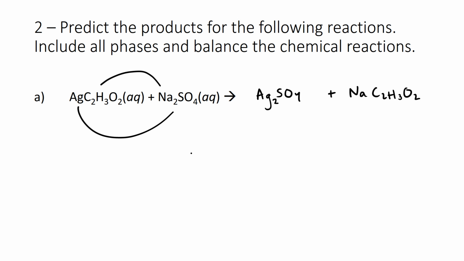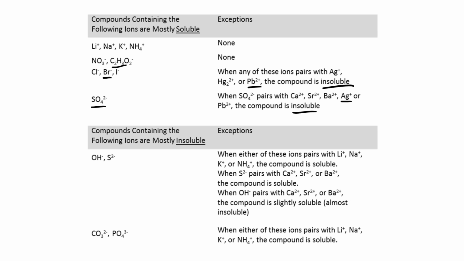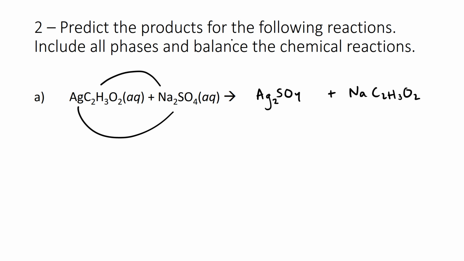Next, we just have to determine the phase of the products. So we'll go back to the solubility chart. Sulfate is bonded to silver, so once again that compound is going to be insoluble. So we'll call this a solid. And then, like in the previous problem, whenever acetate bonds to anything, it's going to be aqueous. So we can just go ahead and call this one aqueous. And that's how you do 2A.